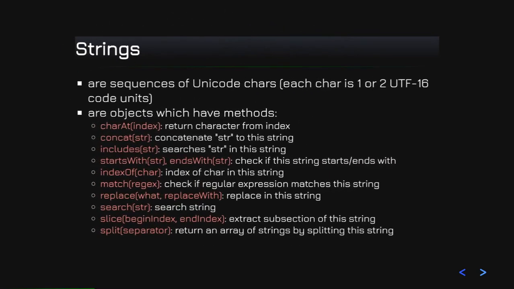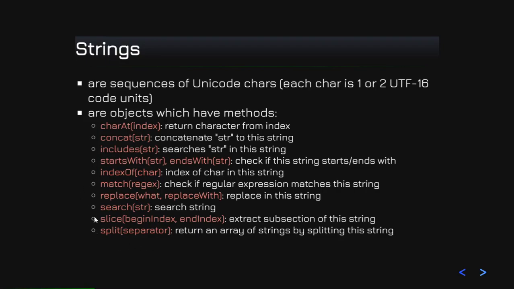Okay. Now let's talk a little bit about strings. Strings are objects. They have native Unicode support, so each string is formed by Unicode characters, and each character is 1 or 2 UTF-16 code units. Each code unit has 16 bits. As I said, strings are objects, so we can call methods on them.